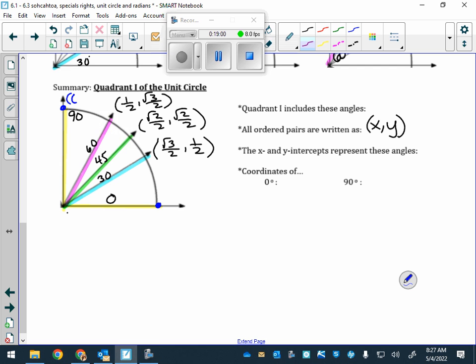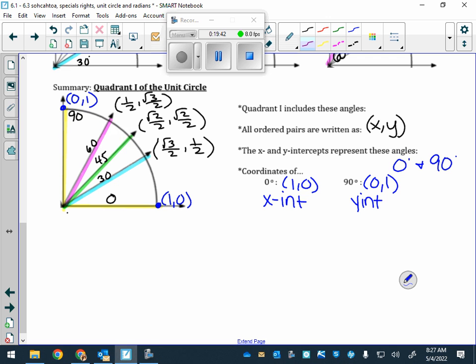So 90 degrees is 0, 1, okay? Because our radius is at the top. The full length from the center to the top is 1. So therefore, what would our x-intercept be here? 1, 0. Good. So our x and y intercepts are at 0 and 90 degrees. At 0, it's 1, 0, which is your x-intercept. At 90, it's 0, 1, which is your y-intercept.